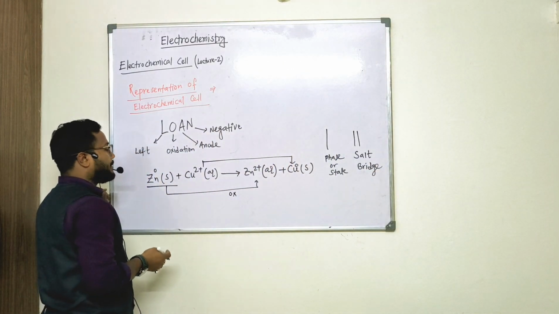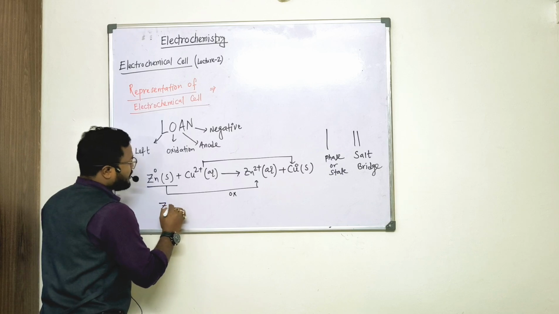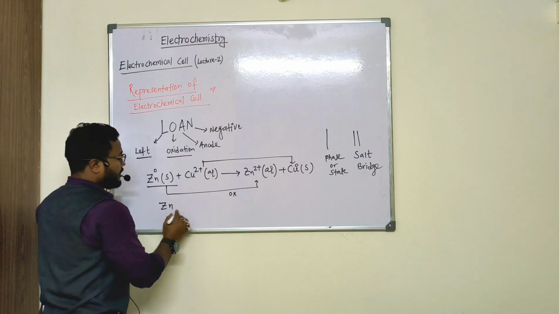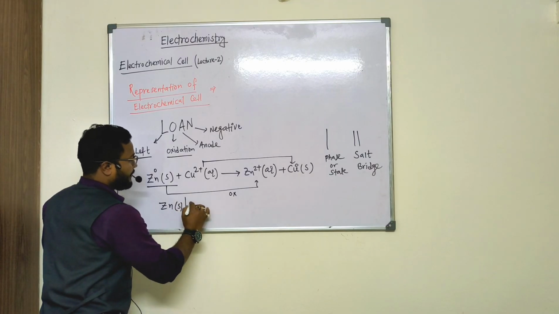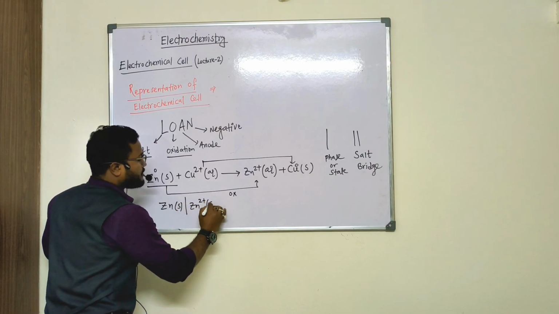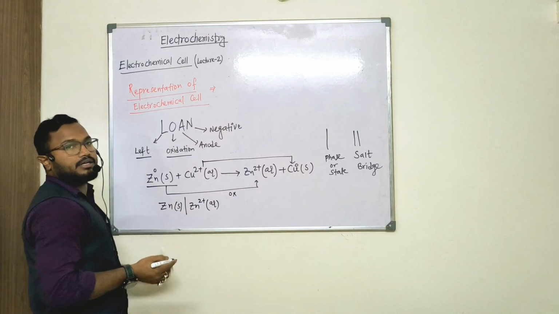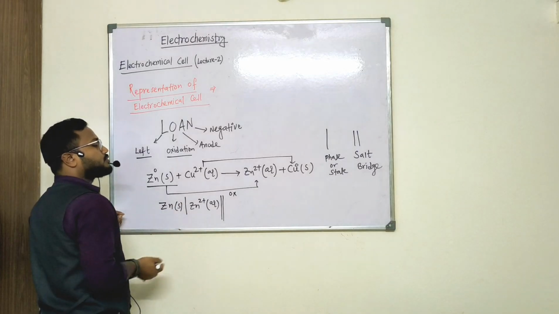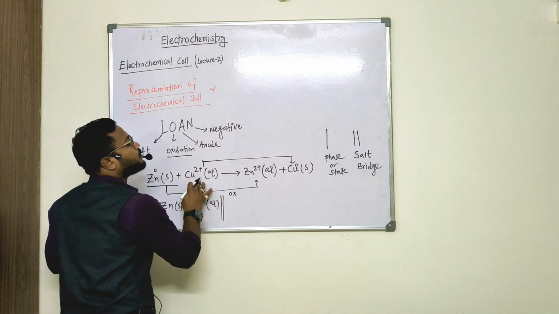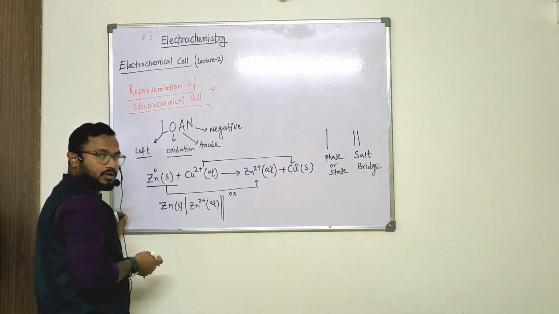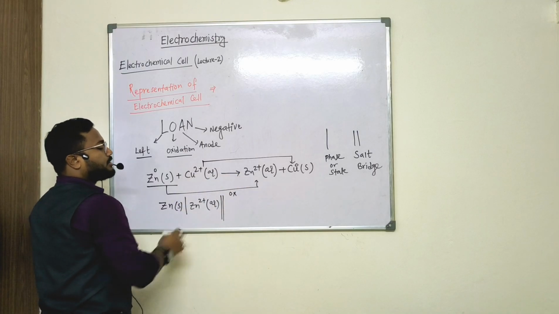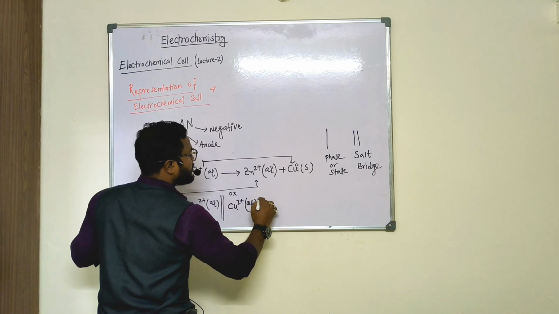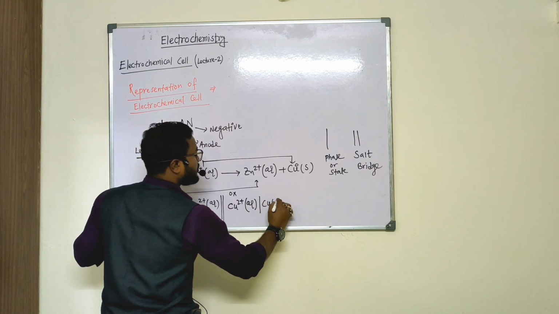So in this case we are representing zinc. Zinc is oxidized, and on the left side oxidation happens, 0 to 2+. Zn solid, Zn2+ aqueous, they are connected through the salt bridge. Now, after the salt bridge, what is the representation? Cu2+ aqueous to copper solid. In this case reduction is happening. So I will write Cu2+ aqueous, slash, copper solid.